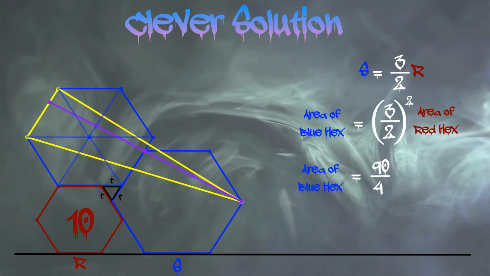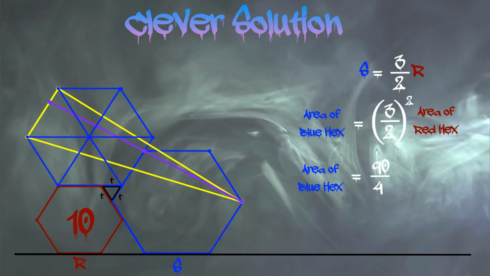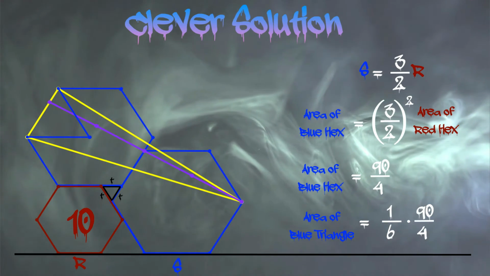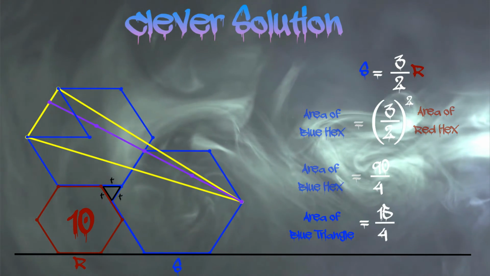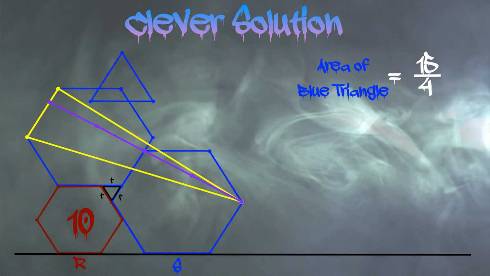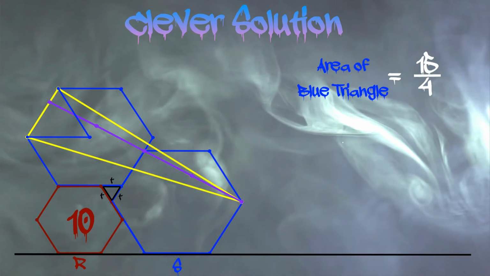And since the hexagon is made up of 6 equilateral triangles, the area of each equilateral triangle is a sixth of 90/4, in other words, 15/4. And it'll turn out that we can use the area of the blue equilateral triangle to figure out the area of the yellow triangle that we're looking for.